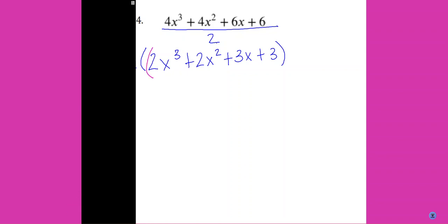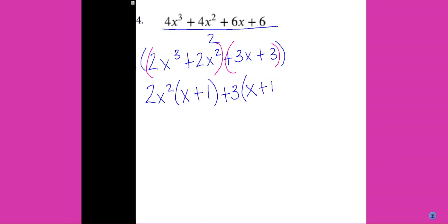So I'm going to group my first two terms and my second two terms like we've been doing. The first two have a 2x squared in common, leaving us with x plus 1. Our second two terms have a 3 in common, which when we factor that out also leaves us with an x plus 1. So our factors would be 2x squared plus 3 times x plus 1.